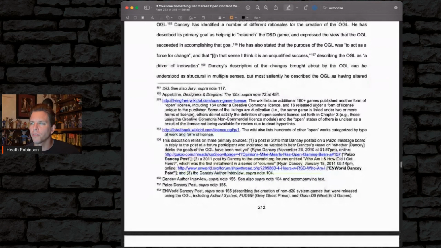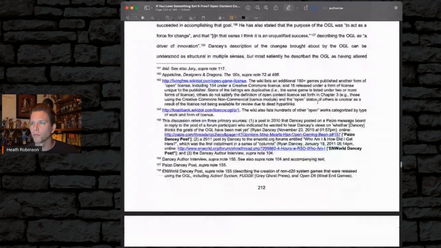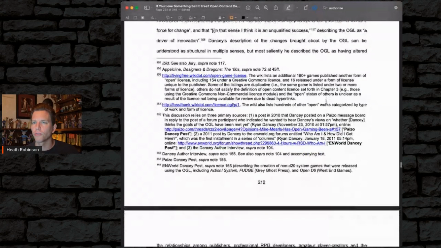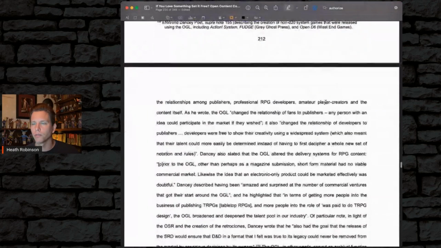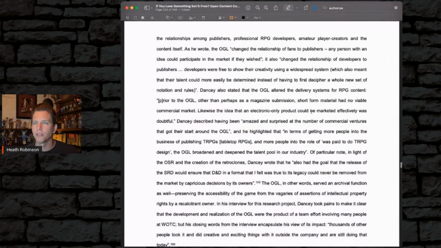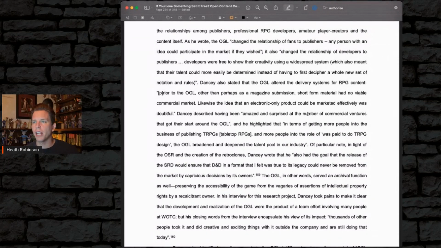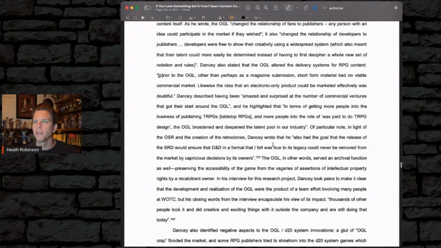He also stated the purpose of the OGL was to act as a force for change, and in that sense, "I think it's an unqualified success." Describing the OGL as a driver of innovation, Dancy's description of the changes brought about by the OGL can be understood as structural in multiple senses, but most saliently, he described the OGL as having altered the relationships among publishers, professional RPG developers, amateur players, and the content itself. As he wrote, the OGL changed the relationship of fans to publishers. Any person with an idea could participate in the market if they wished.